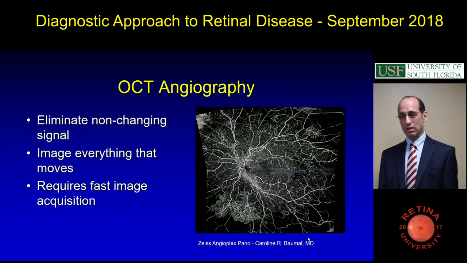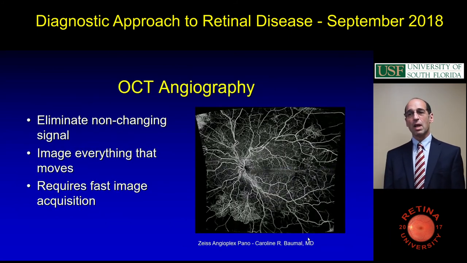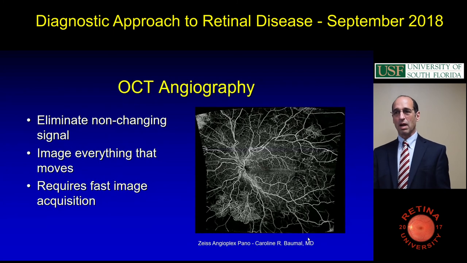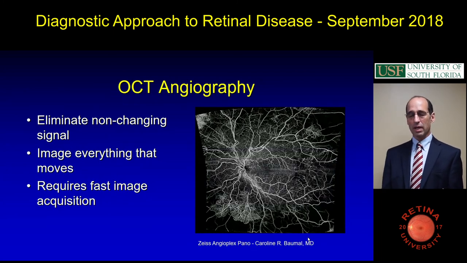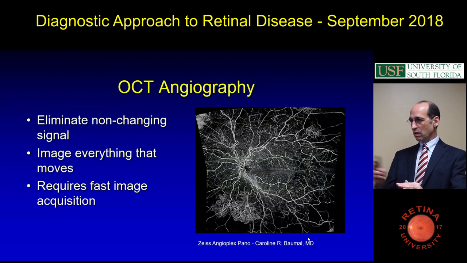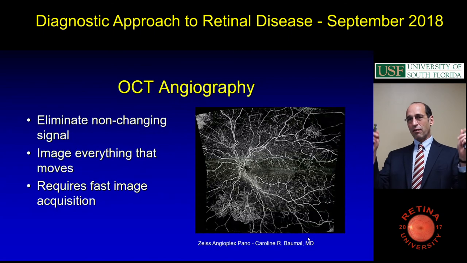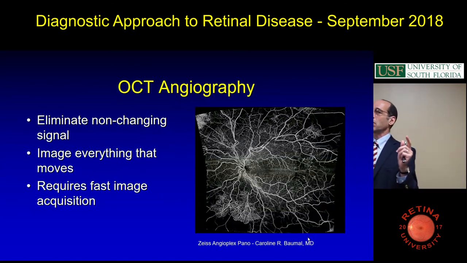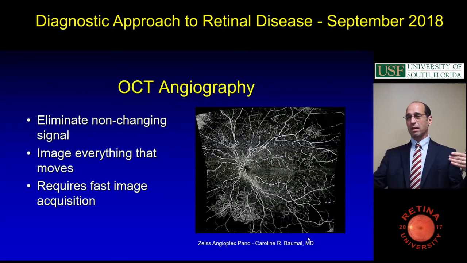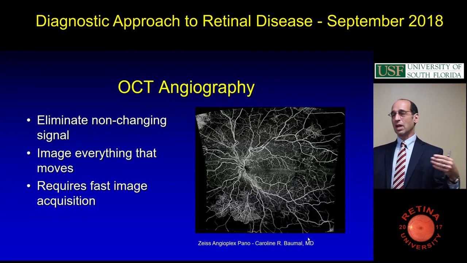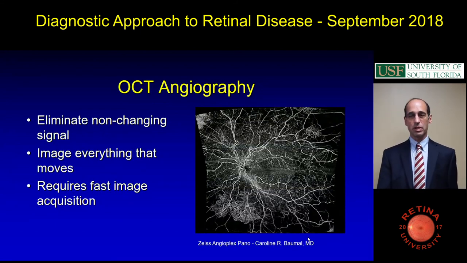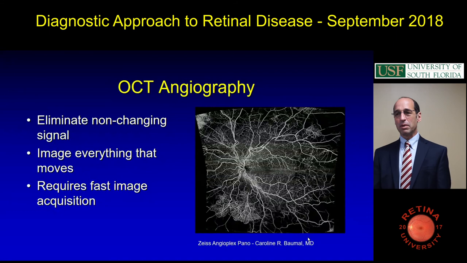OCT angiography is a little tricky because I don't have one at the moment, but I think you have one. The principle is you're doing OCT and the cells are moving, so you've got this variable reflection. Imagine you take five pictures of the front of the room as I walked across the room, and then you subtract the background, everything that's not changing. You would see me moving, and that's what OCT angiography is. It images everything that moves.